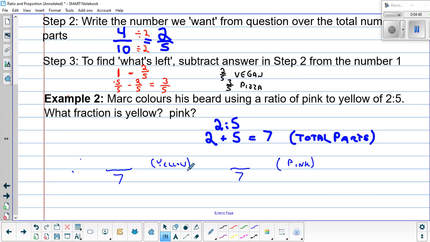Right? So we know that the ratio of pink to yellow is 2. So we have 2 yellow, and the rest of it is pink. So we have 5 over 7.